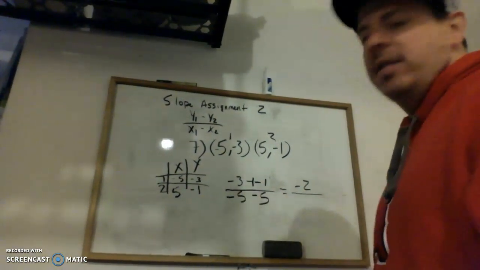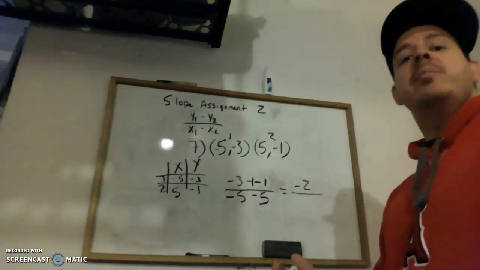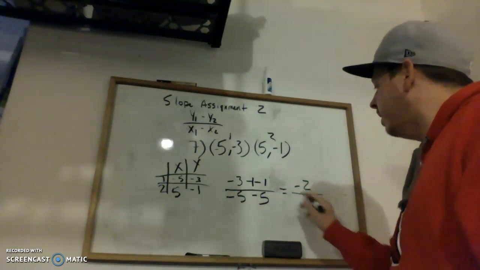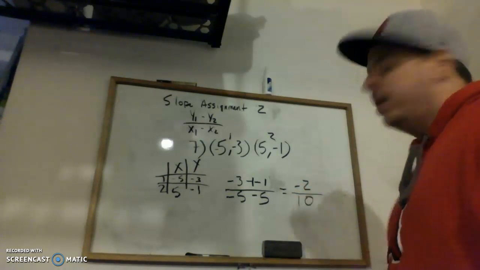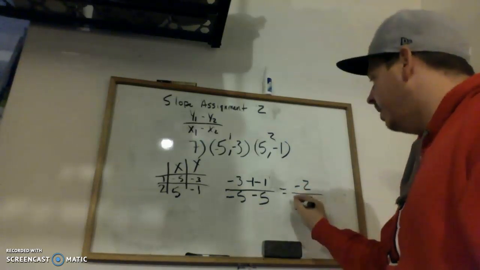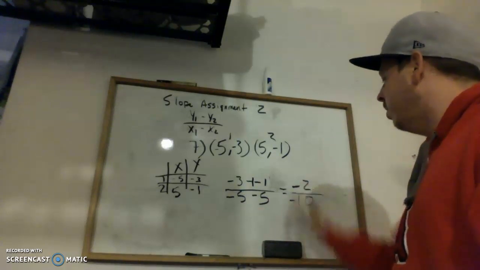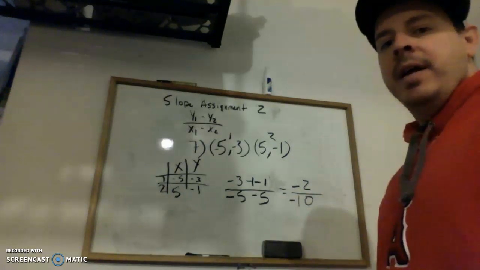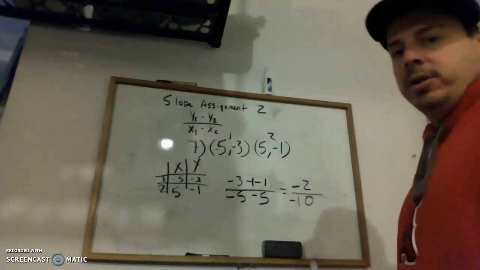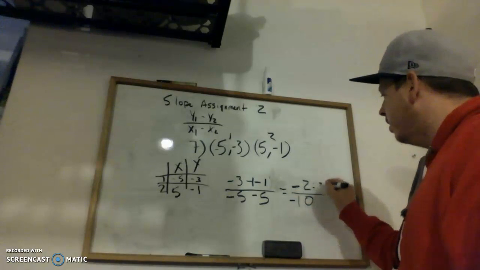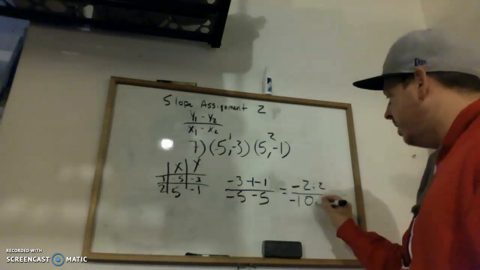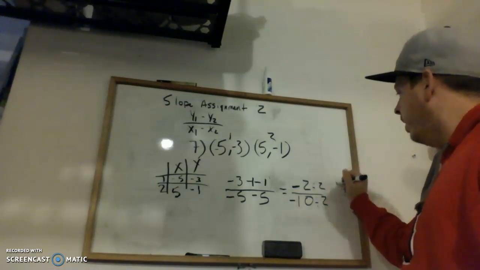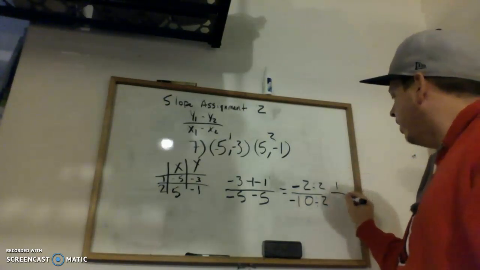-2. All right, back to back. I have the same sign, -5 and -5. And then it's going to be 10, but then I got to keep the sign, right? So I have -2 over -10. So can I simplify? Absolutely. They're both even numbers. So I have to divide by 2. Divide this by 2. All right. It's going to equal 1 over 5.